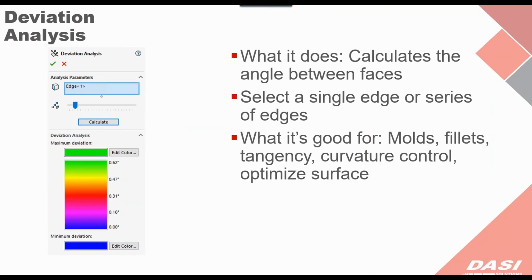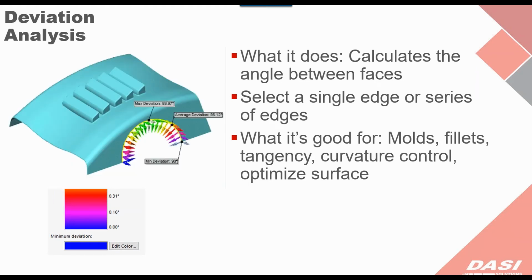So the next one is deviation analysis. This one, pretty straightforward. It calculates the angle between faces. So you can select a single edge or a series of edges. It's really good for molds, fillets, tangency, curvature control, surface optimization, stuff like that. Kind of the example here is this molded part where I have an arc and I basically do the deviation and it tells me what my deviations are throughout the arc.